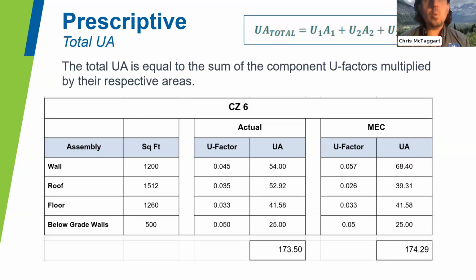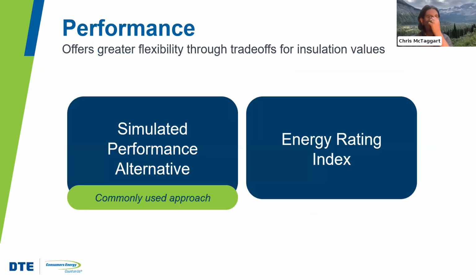So how did this work out? Well, our wall assemblies were better, had a lower U factor than code, whereas our roof was not. It wasn't as good. And our floor was the same, and our below grade walls were the same. So basically, we traded off better walls for a worse roof assembly in this particular instance, but it still pans out for prescriptive code compliance following the total UA approach.